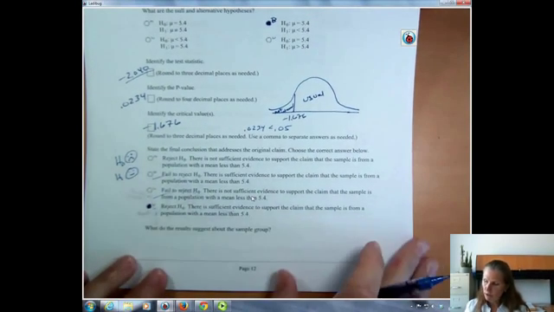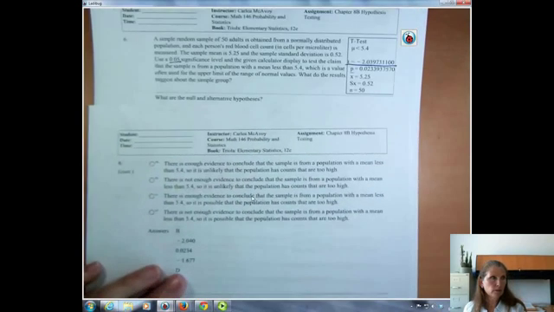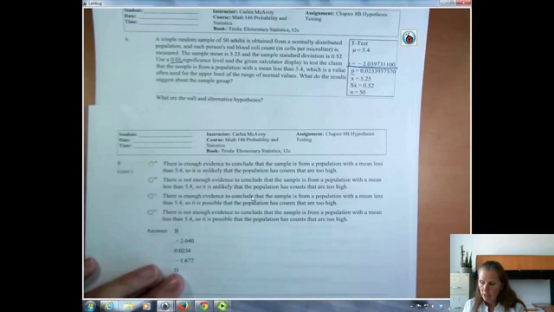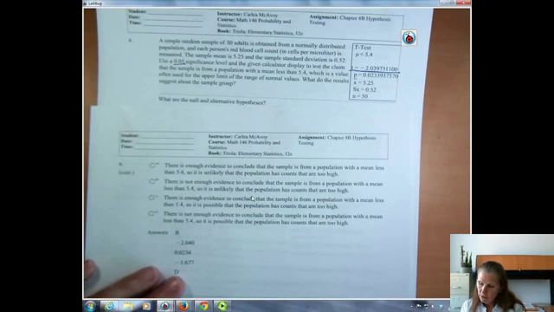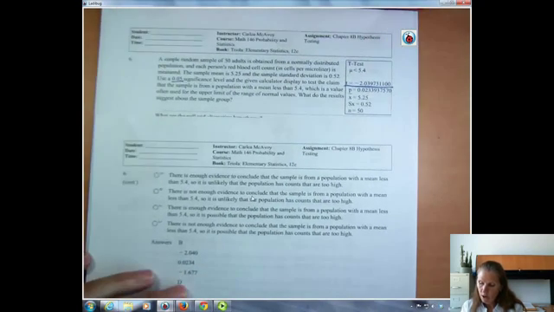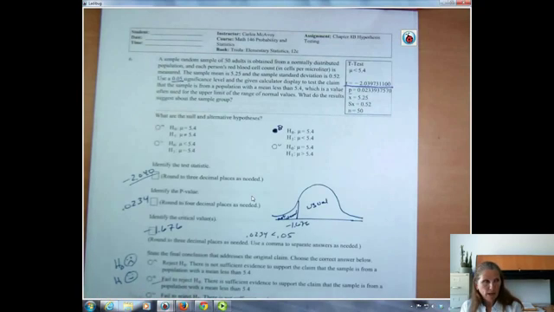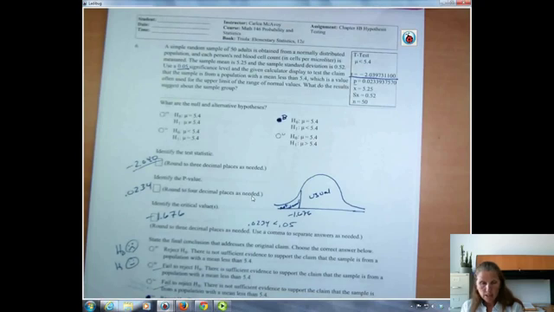And then there's another question. Here it is. There is enough evidence to conclude that the sample is from a population with the mean less than 5.4, so it is unlikely that the population has counts that are too high. Wowza. Let's go back, I need to reread that. Hopefully I'm not the only one.